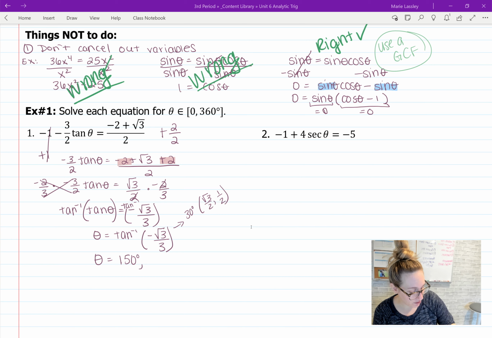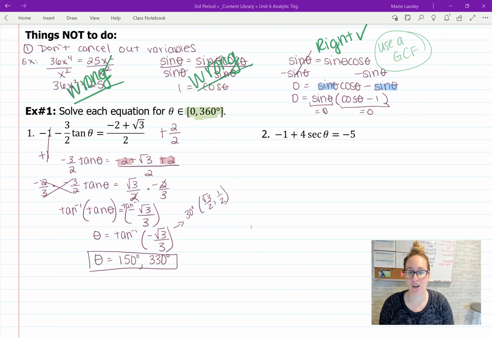Now, just like every other problem that you do when you're solving, there's always a way to check your answers. All you have to do is plug 150 and 330 back into your equation, and it should give you the negative 2 plus root 3 over 2. So if you wanted to check your answers, you 100% can. You just have to plug it back in. I would recommend using a calculator for this, that way you don't have to do too much simplifying by hand.